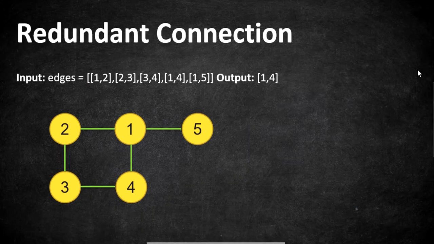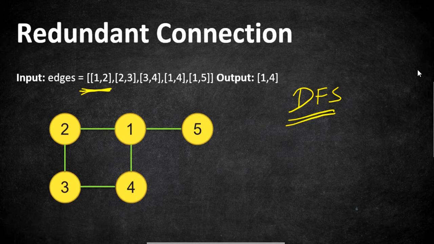Since it is a graph problem, we can solve this using a basic DFS approach. Considering each edge, we traverse the graph without adding that edge. If we can reach both of its endpoints without this edge, then that is the duplicate edge we have to return.